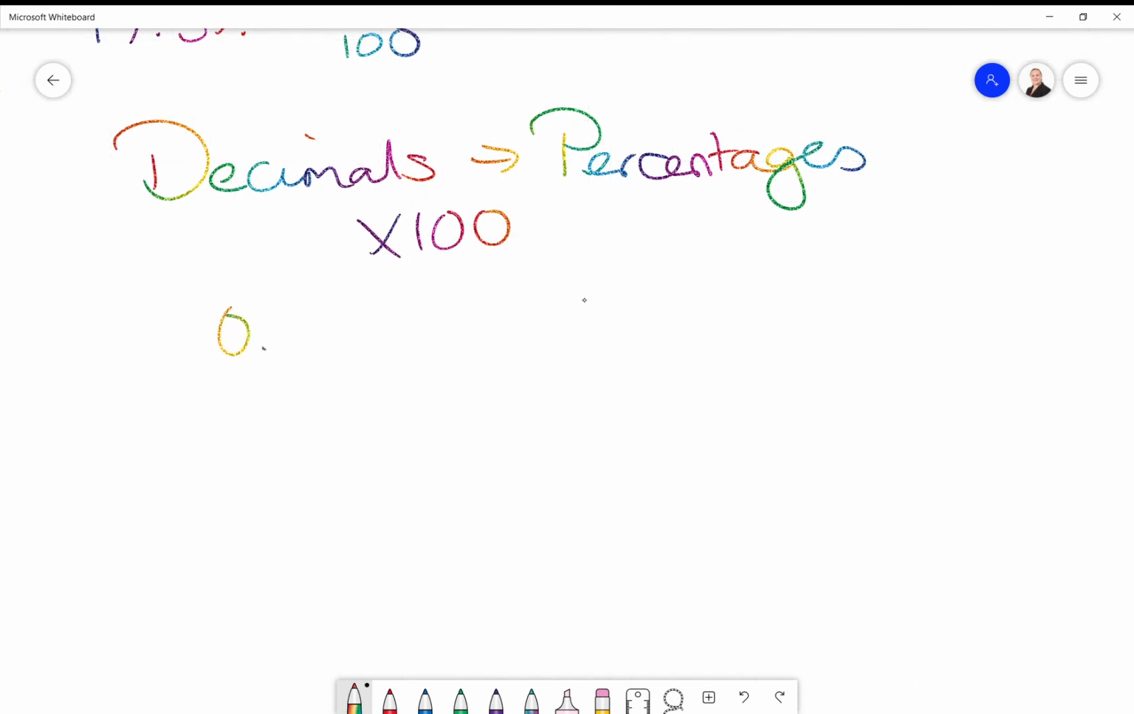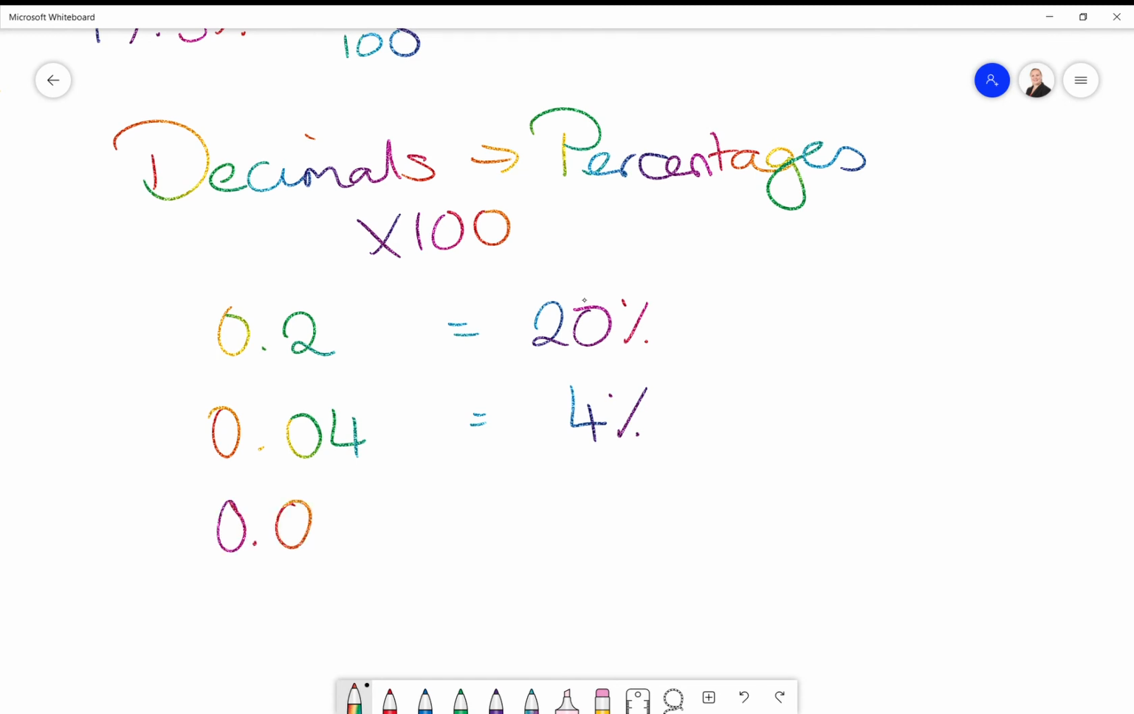So 0.2 as a decimal, I times it by 100, and that's 20%. 0.04 times it by 100, 1, 2, so that's going to be 4%. Okay, 0.015 times it by 100 is 1.5%. And that's it. It's as simple as that. Okay, so that is the lesson.